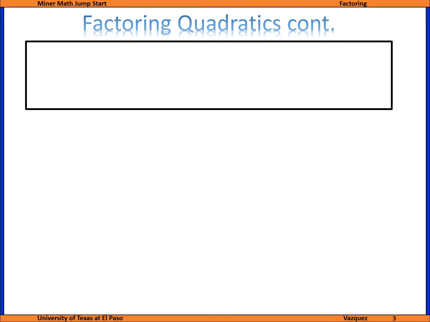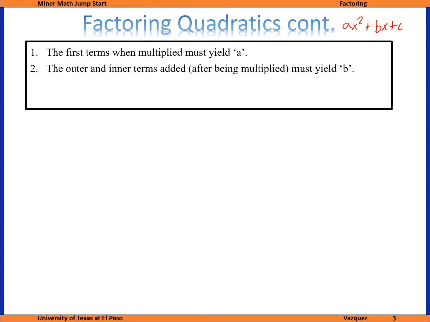All right, the first thing is to multiply. Our first terms when multiplied must give us the number a of ax squared. I'm just going to put it here as a reminder, plus bx plus c. The outer and inner terms added must yield b. The last terms when multiplied must yield c, so pretty much the same things. And then the most important part, trial and error, right? That's how we find our factors.